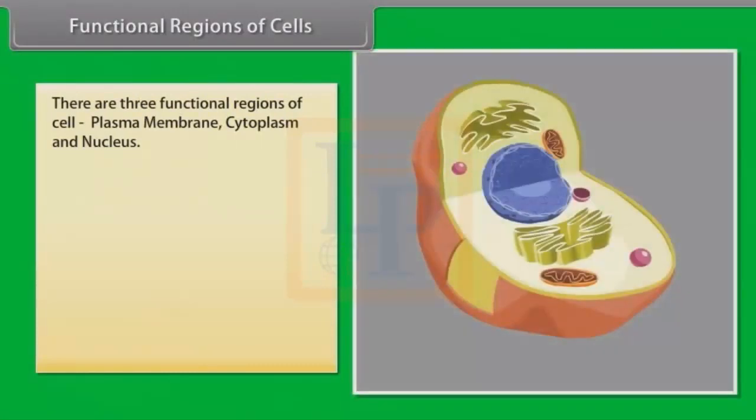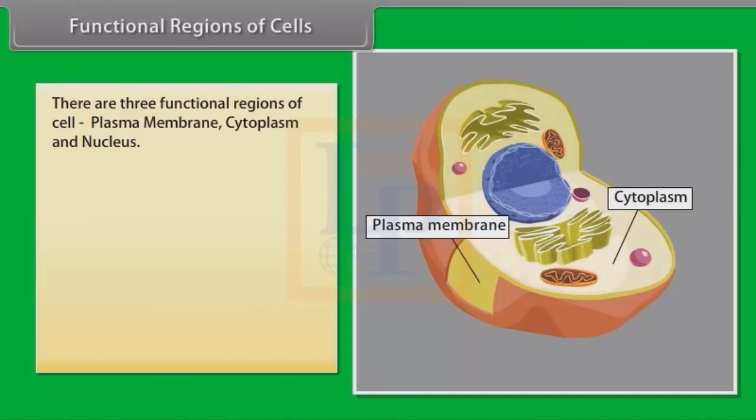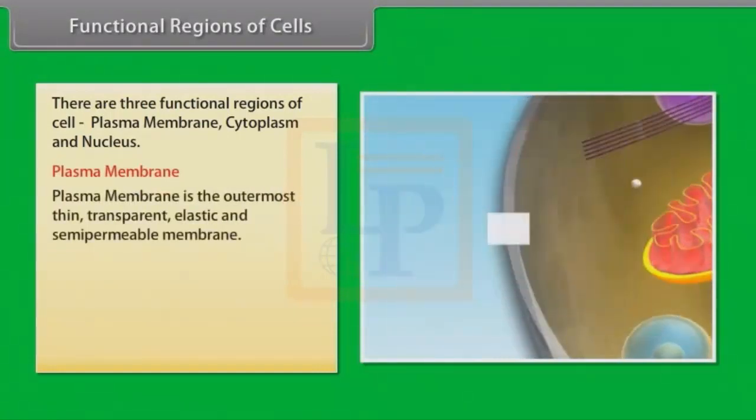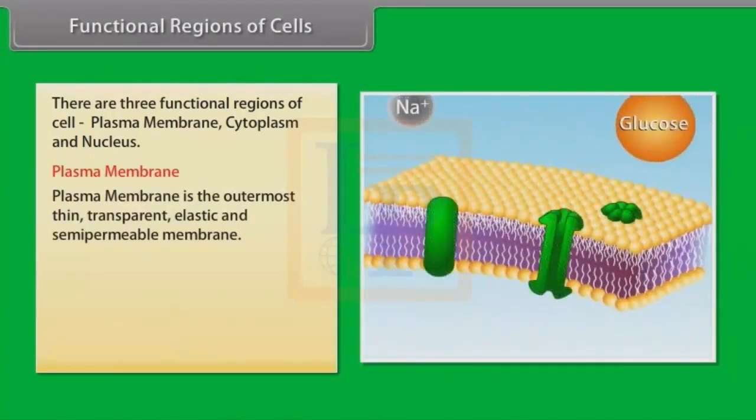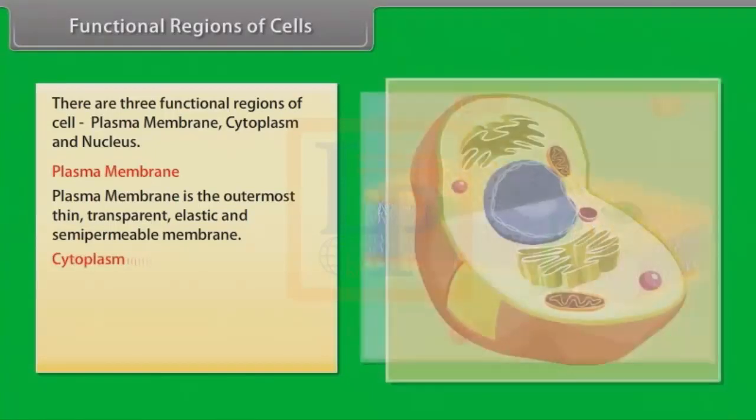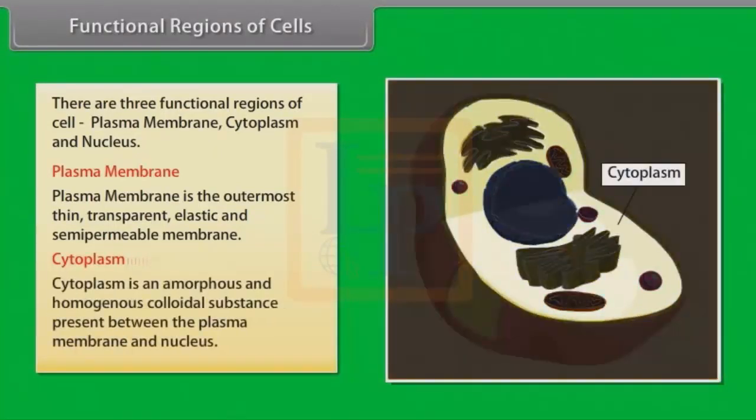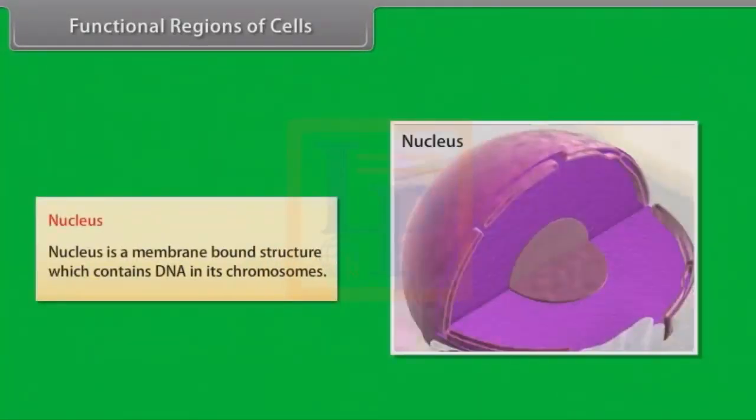Functional regions of cells. There are 3 functional regions of cell: plasma membrane, cytoplasm and nucleus. Plasma membrane. Plasma membrane is the outermost thin, transparent, elastic and semi-permeable membrane. Cytoplasm. Cytoplasm is an amorphous and homogeneous colloidal substance present between the plasma membrane and nucleus. Nucleus. Nucleus is a membrane-bound structure which contains DNA in its chromosomes.